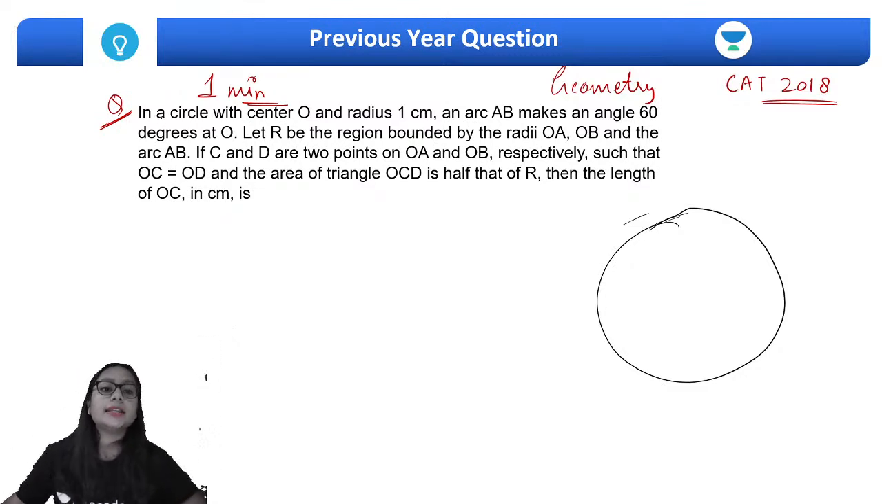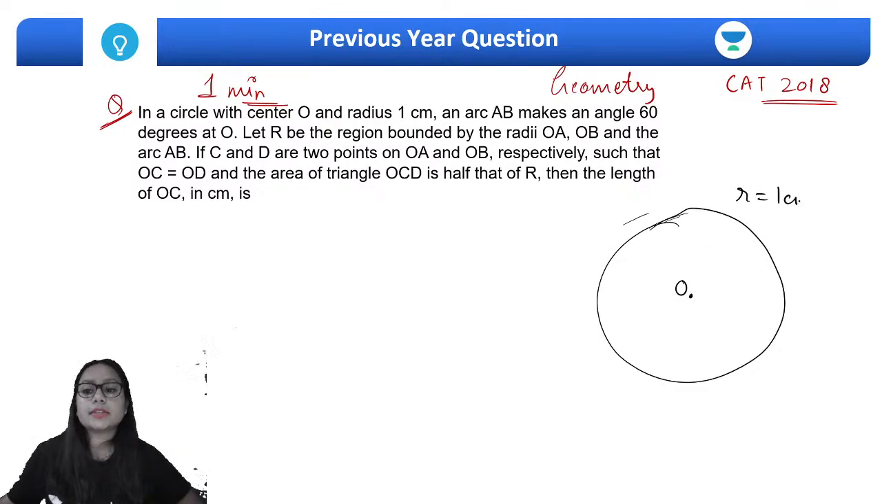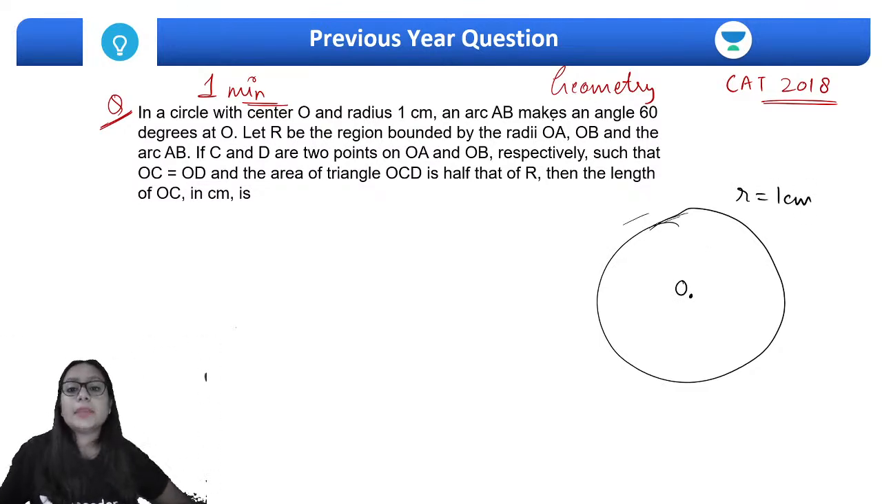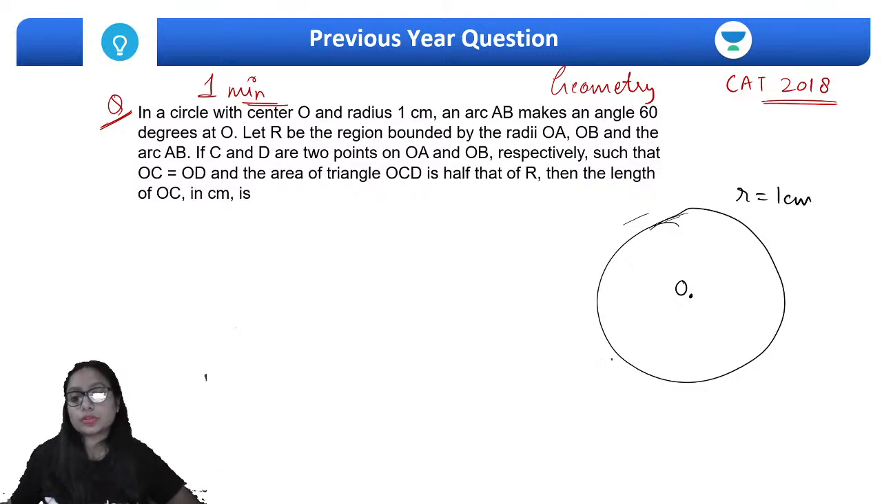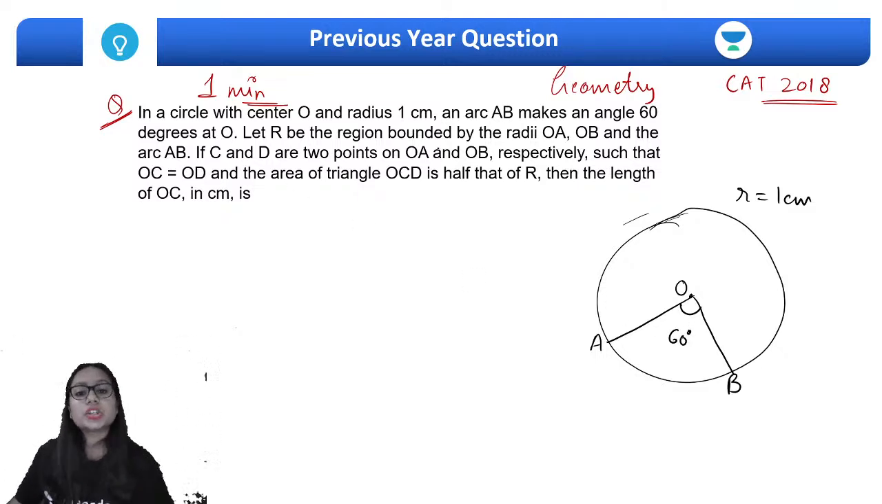So the question says that in a circle with center O and radius 1 centimeter, so this is a circle with center O, radius is 1 centimeter, and arc AB makes an angle 60 degrees at O. So let us make an arc first. Let us take this as point A and this as point B. This angle is given to be 60 degrees. So till now I know this. Let R be the region bounded by radius OA and OB. Means this region is R.